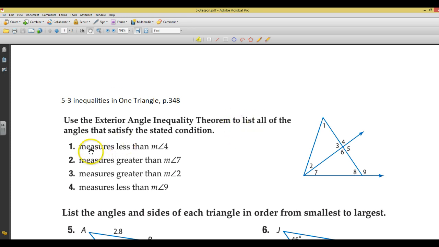For example, on number 1, the measure is less than the measure of angle 4. Angle 4 is an exterior angle for this triangle right here. Angle 3 is the angle adjacent to angle 4. Therefore, 1 and 2 are the remote interior angles. So angle 4 will be greater than 1 and 2, or in other words, the angles less than the measure of angle 4 are angles 1 and 2.